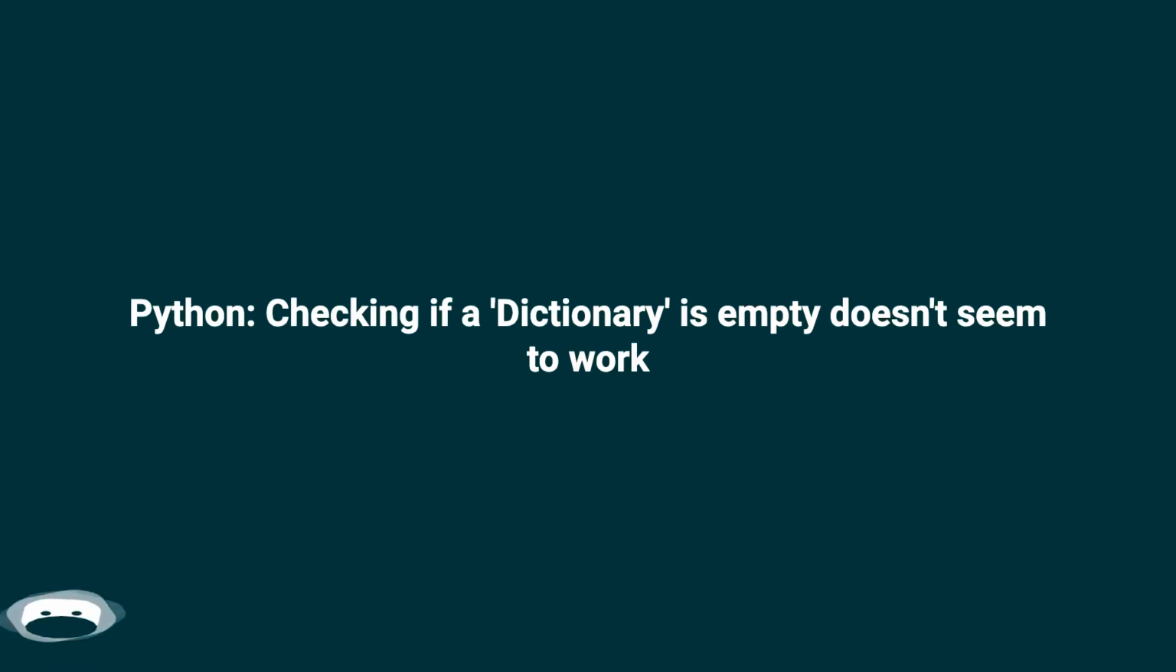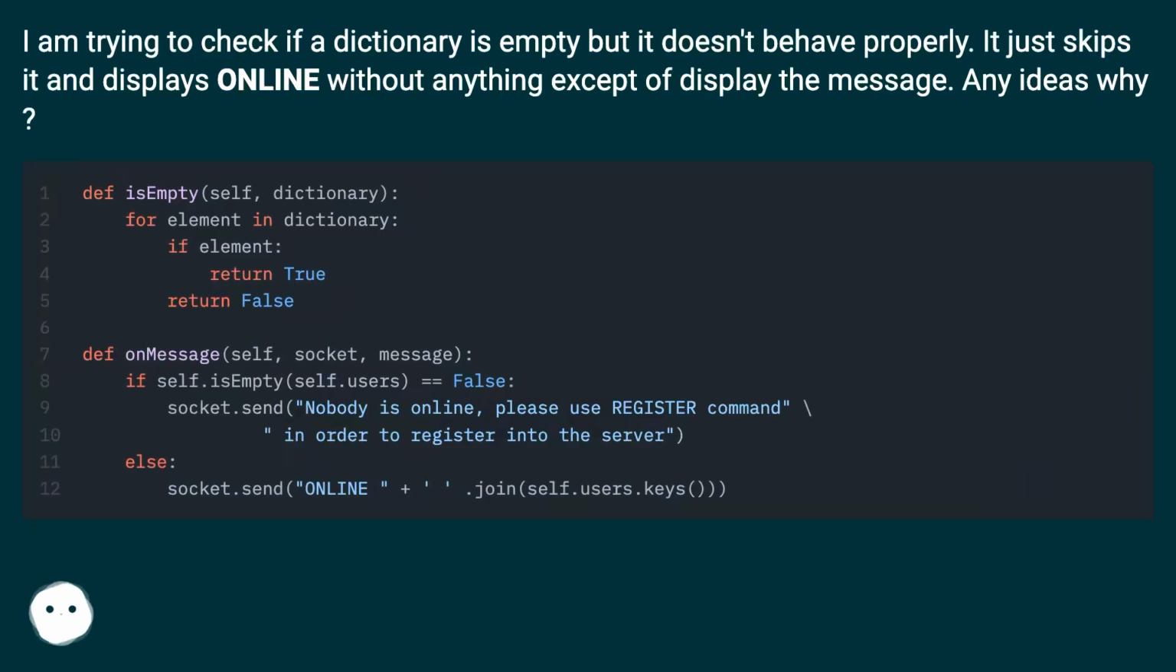Python, checking if a dictionary is empty doesn't seem to work. I'm trying to check if a dictionary is empty, but it doesn't behave properly. It just skips it and displays nothing except the message. Any ideas why?